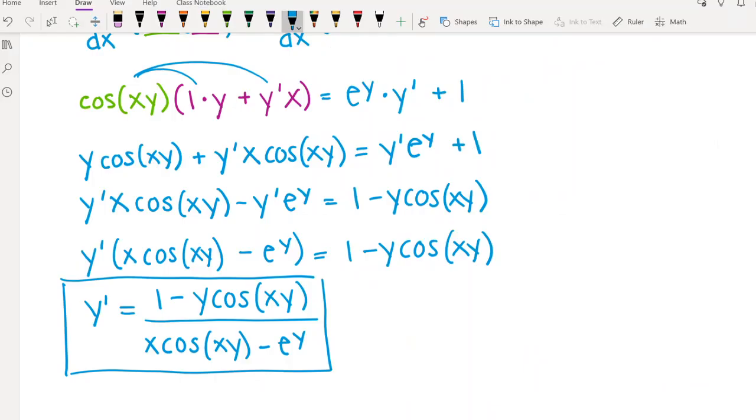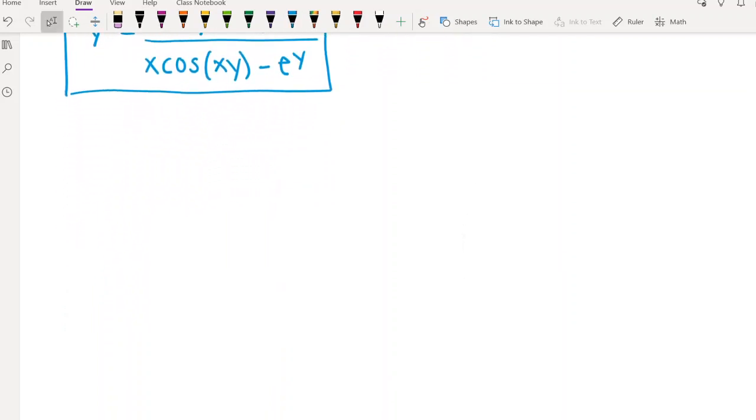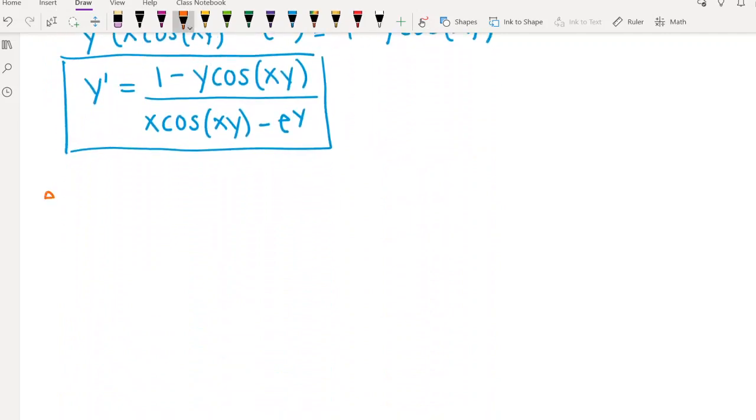All right, so we'll do one more that's just finding the derivative, and then the last example will be finding an equation of a tangent line, and that's where we'll see that there's a little shortcut that we can do. So let's now find y prime for y times e to the x plus x times e to the y is equal to e to the x times y.